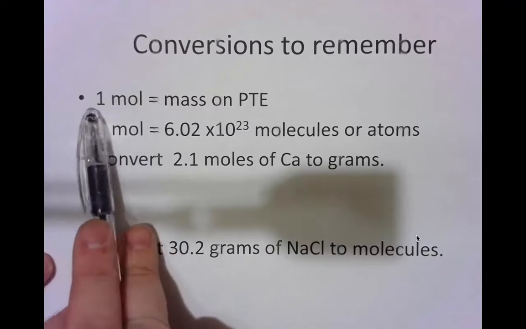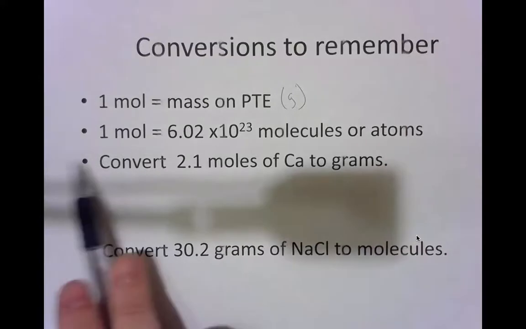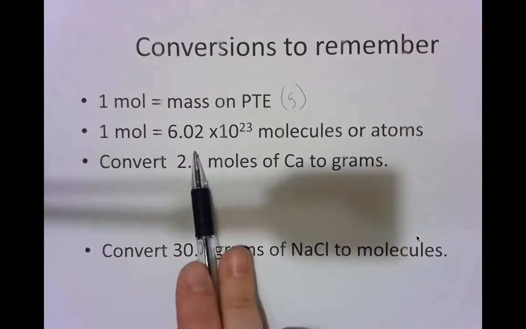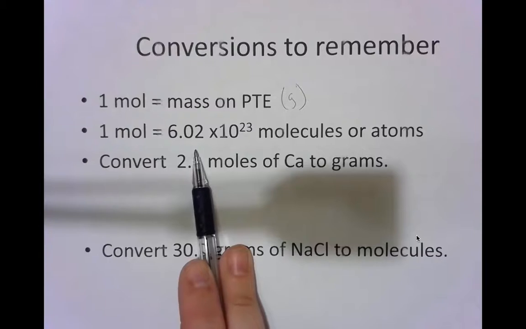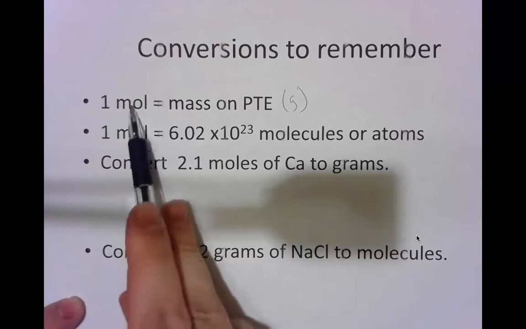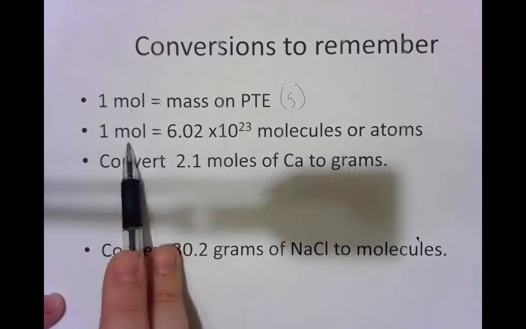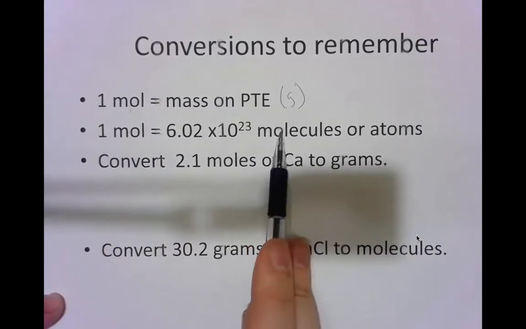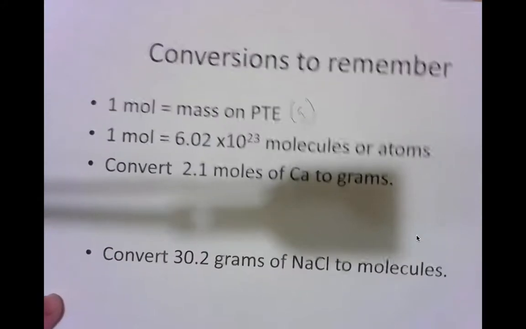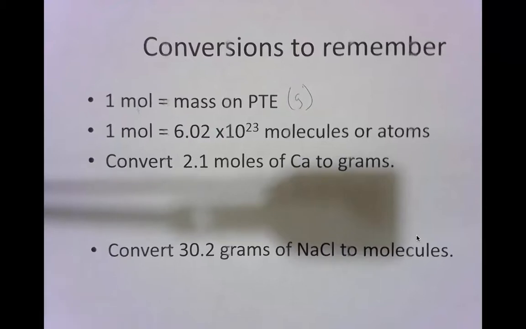The first one is 1 mole is equal to the mass on the periodic table in grams. The next conversion is 1 mole equals 6.02 times 10 to the 23rd atoms or molecules. Remember guys, these conversions are linked together. What they share is moles. You can always convert from mass to moles, then from moles to molecules, or the other way, molecules to moles, then moles to mass. So remember, these conversions are linked by moles. We'll see how that's important more in the second problem.